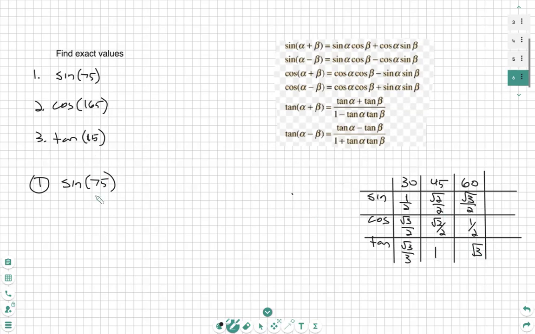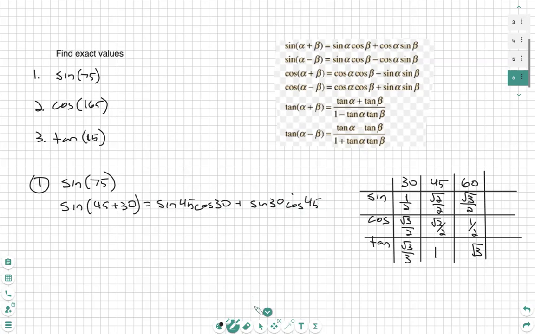Now, sine of 75. 75 is not on our chart. I don't know that based off of our unit circle. But what I can do is break that number down into two numbers that I do know. I know 45 and I know 30. So now we're going to take the sine of a plus b, which is going to be equal to the sine of a cosine of b plus the sine of b cosine of a.